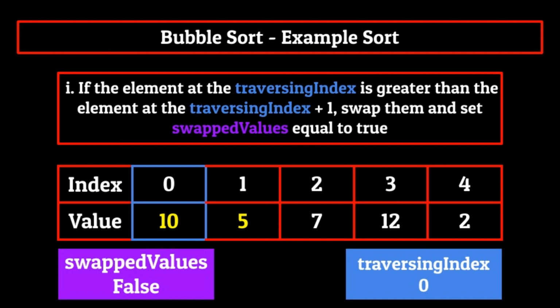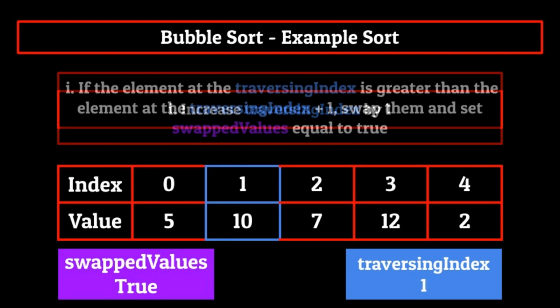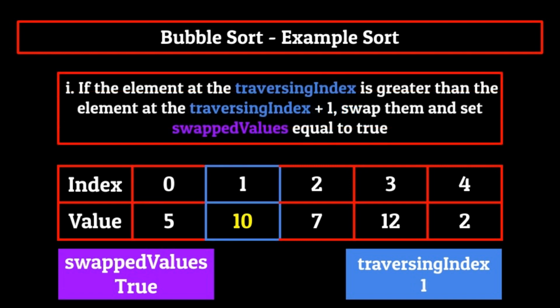Immediately, we know that we need to swap the two, since 5 is less than 10, and so we do that. This means we also set swapped values equal to true, since we know that the list isn't sorted and we have to make at least one more pass through the list. Essentially, we've tripped our tripwire by swapping these two elements. Nevertheless, we increase traversing index by 1, and again compare the value stored at that index to the one above it. 10 is greater than 7, so we need to swap those two elements as well.